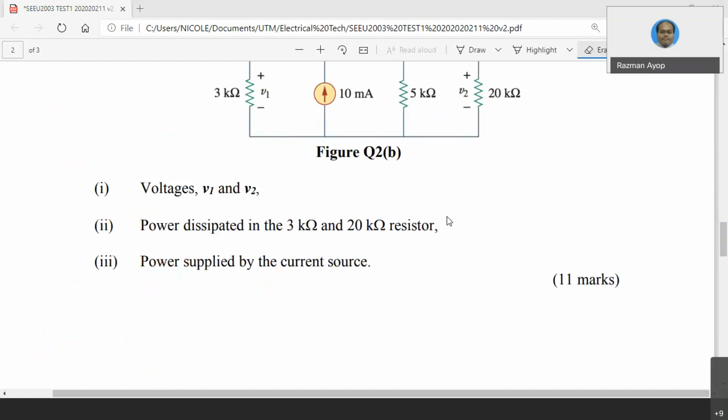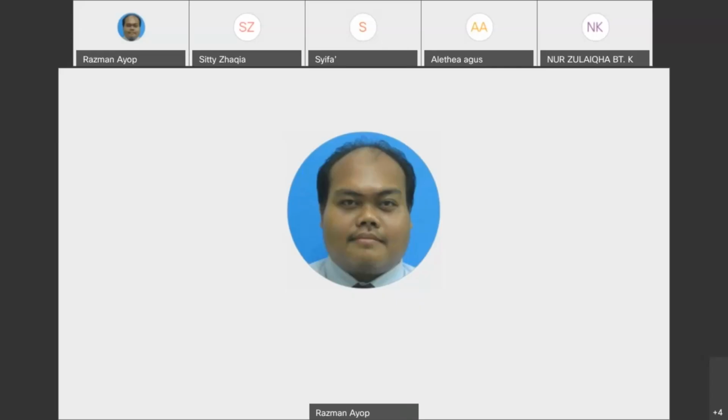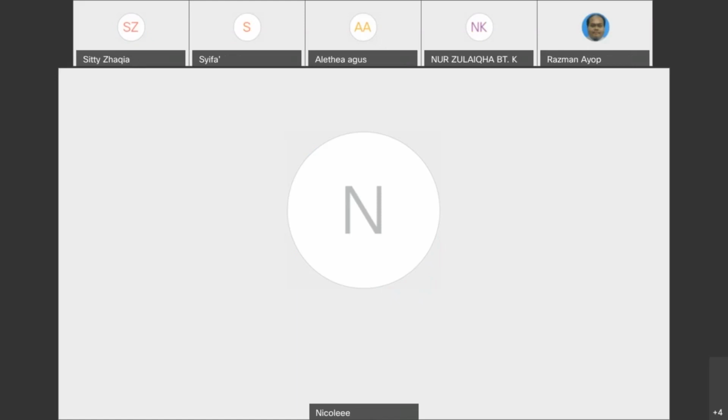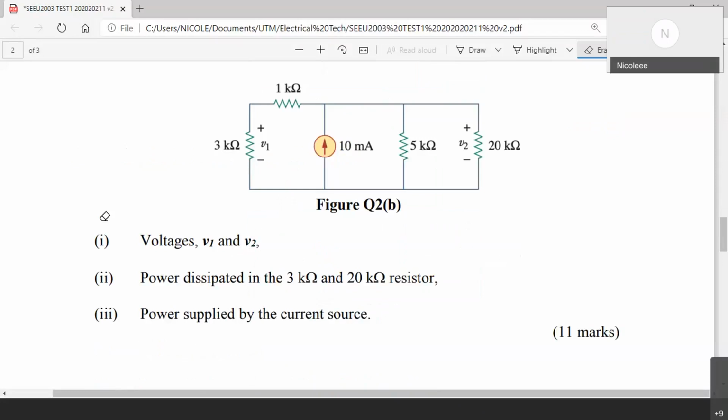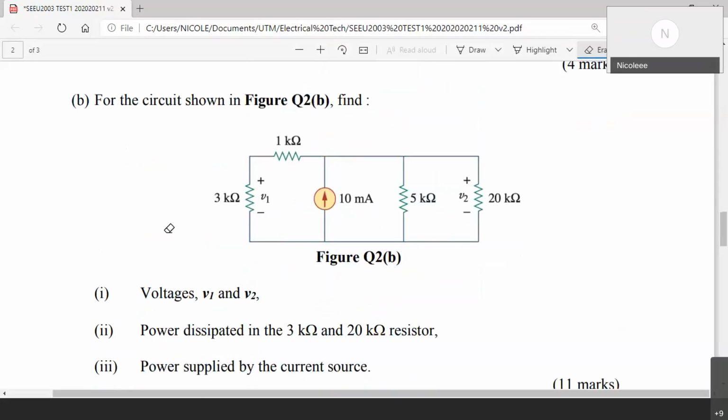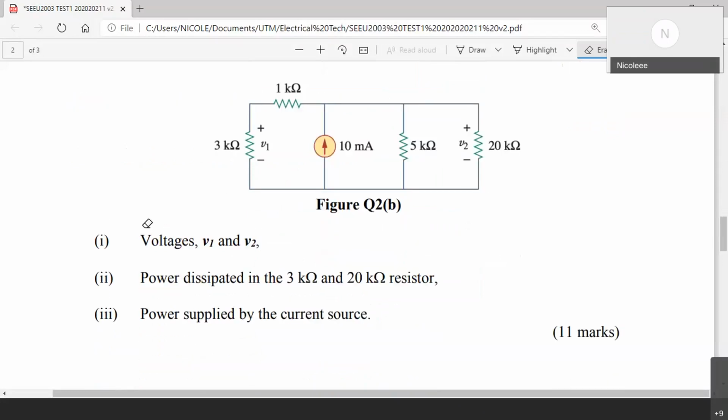Yeah, you have to stop sharing and share again. I think the system cannot work properly. Okay, hang on. This is question 2B, doctor.